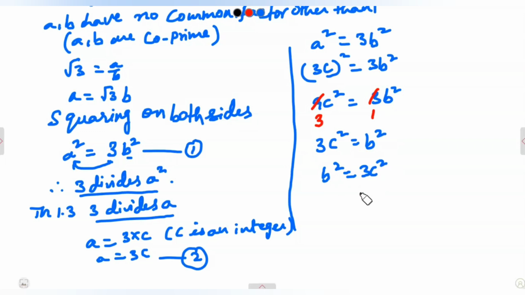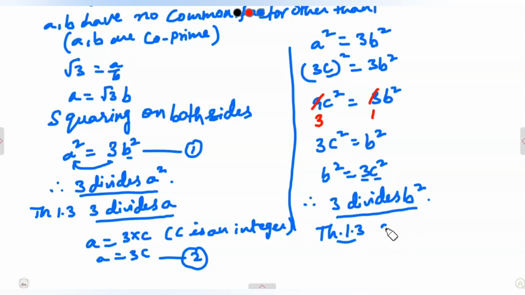What do you understand from here? Again, b square is equal to 3 into some integer. That means 3 divides b square exactly. So therefore 3 divides b square. If 3 divides b square, again from theorem 1.3, if p divides a square, then p also divides a. So similarly, we can write 3 divides b also.